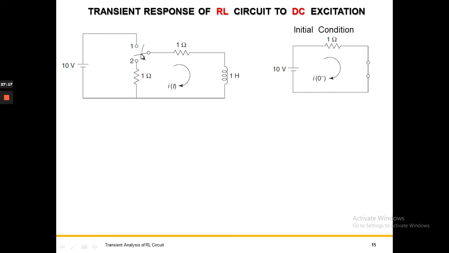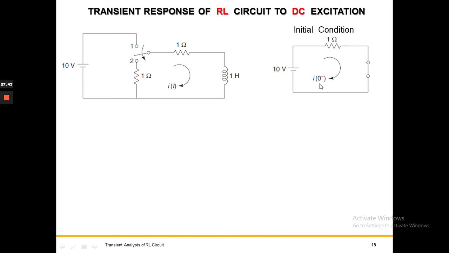When the switch is in position 1 for a long time, the inductance is going to act as a short circuit. For DC, inductance acts as a short circuit. So to find out the initial condition, that is, before time t equal to 0, this will be the equivalent circuit.